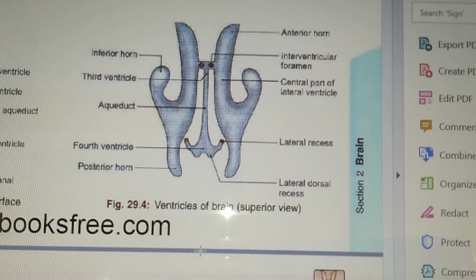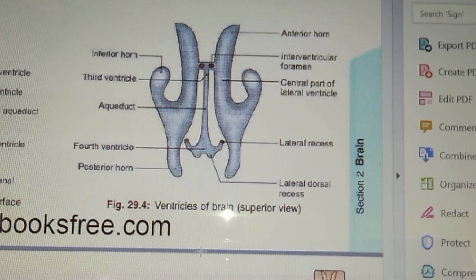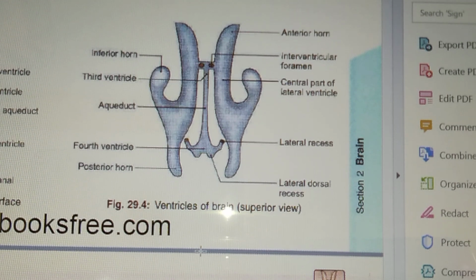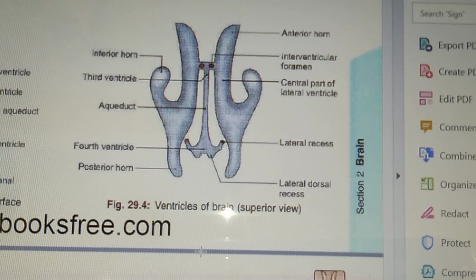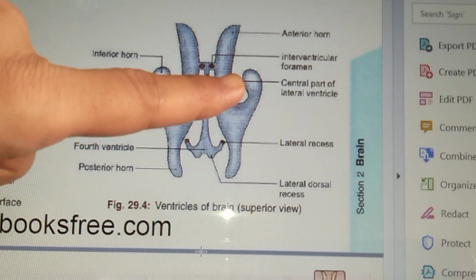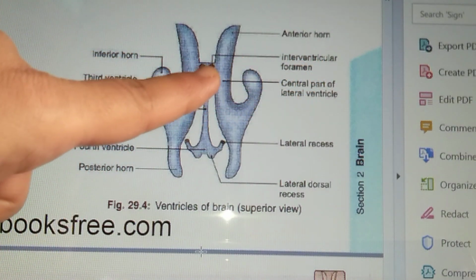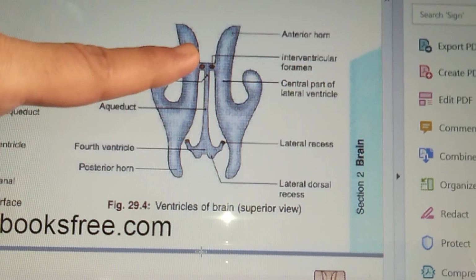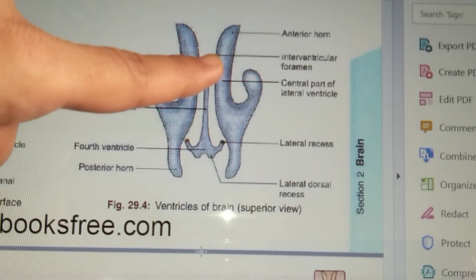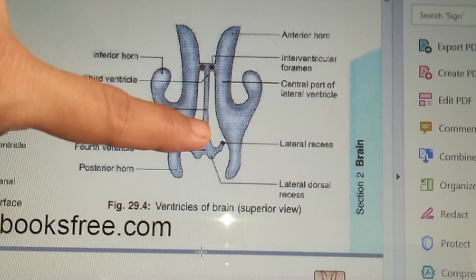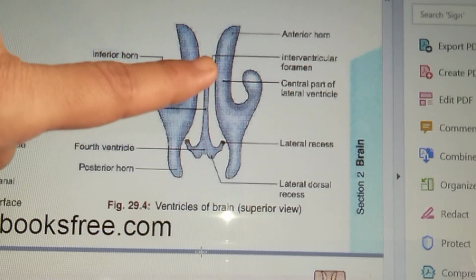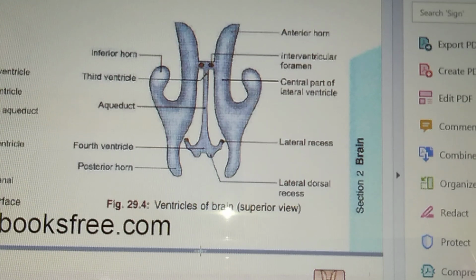Each lateral ventricle communicates with the third ventricle through an interventricular foramina, or foramina of Monro. Now we already know that. Here also they have shown the interventricular foramina. You can see both the lateral ventricles communicating with the third ventricle through the interventricular foramina, okay?